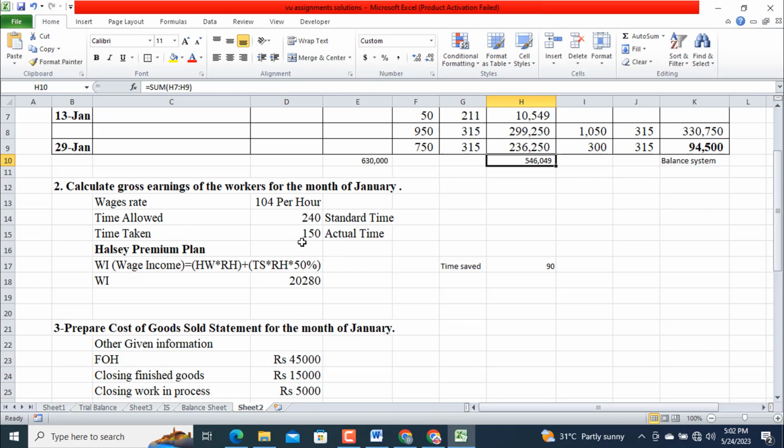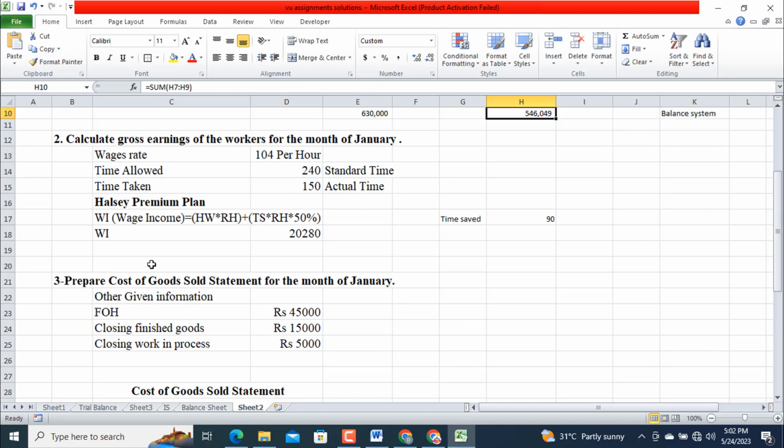They have consumed 150 hours to complete this job. So as per Halsey premium plan, we are going to determine the gross earnings of the workers that have been used to complete this job. Wage income is equal to hours worked, the standard hours, total time allowed, into rate per hour, plus TS, which stands for time saved, and rate per hour into 50%.